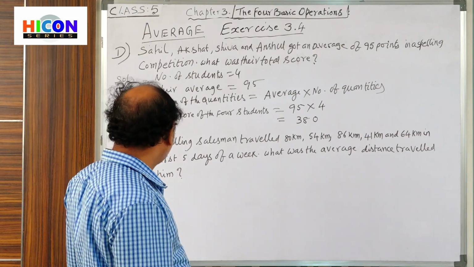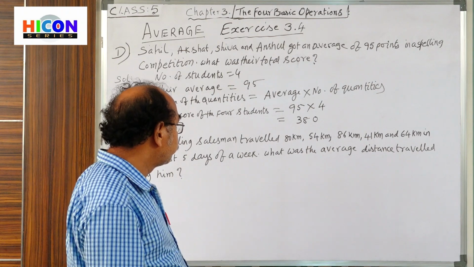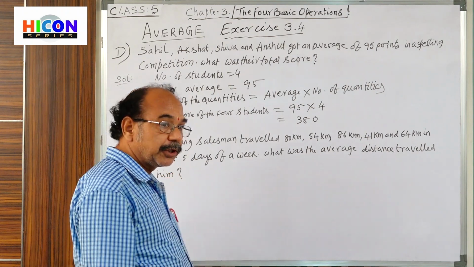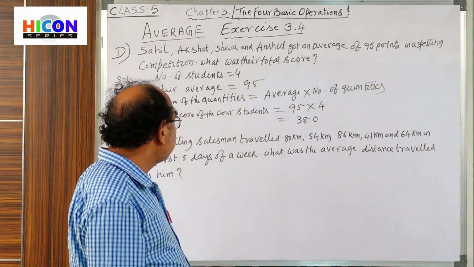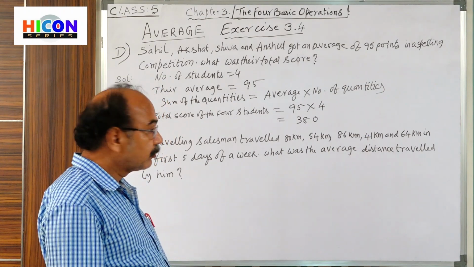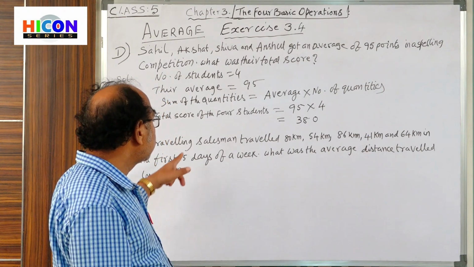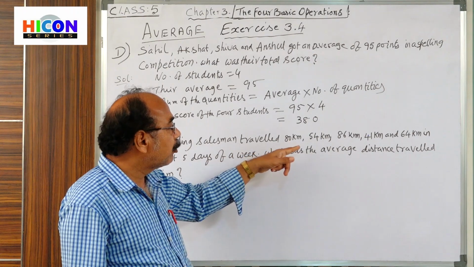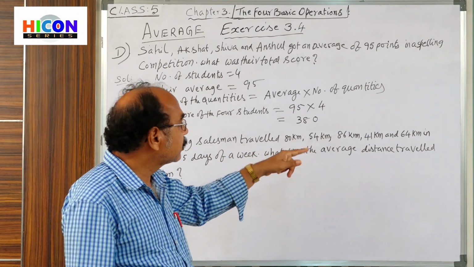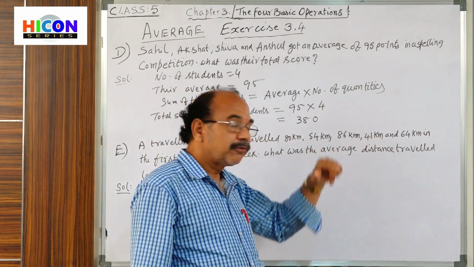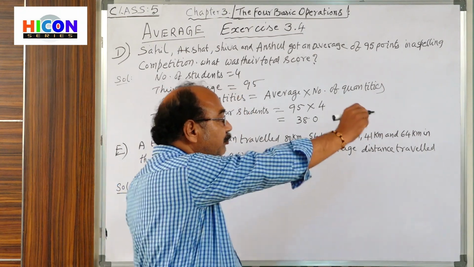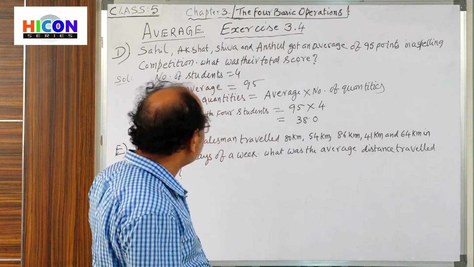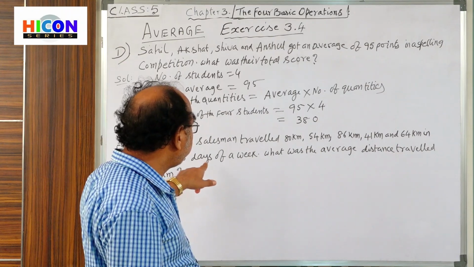Okay, children. Now come to this another question. What is the another question? A traveling salesman traveled 80 kilometers, 54 kilometers, 86 kilometers, 41 kilometers and 64 kilometers in the first 5 days of a week.